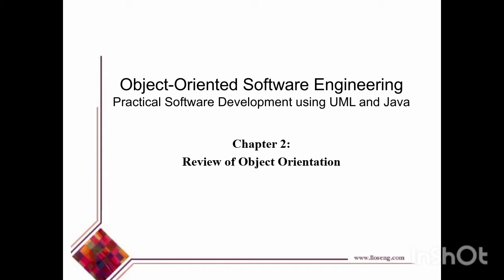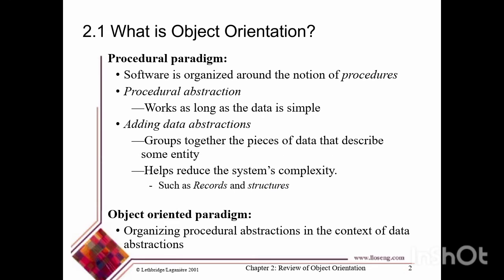In this class, we are going to discuss the second chapter, review of object orientation. All these concepts are related to object oriented programming features, so we can cover them and easily understand. Here, what is object orientation? Already we have an idea about it at the UG level, that is the object oriented programming features.